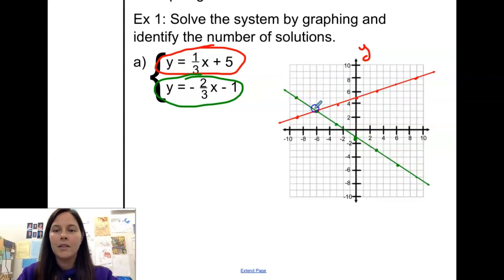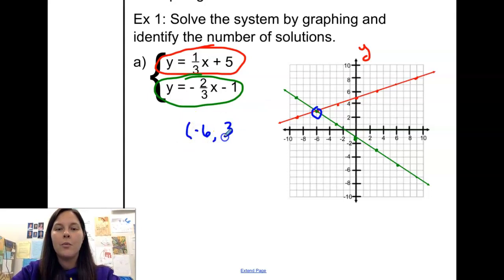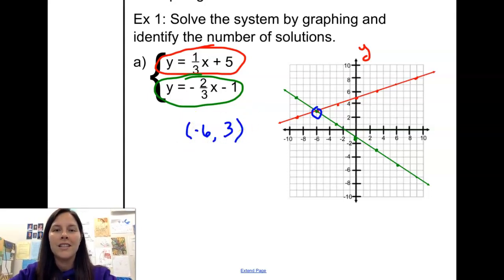And as we were plotting those points, hopefully you noticed that they met at that point -6, 3. So we're going to express our answer as an ordered pair, x value -6, y value 3. So the system has one solution, the lines meet once.